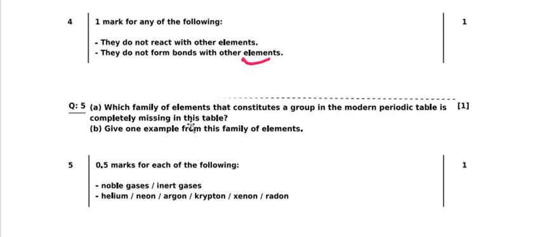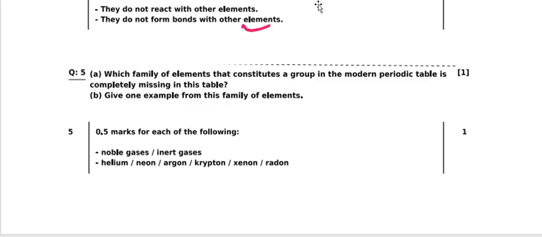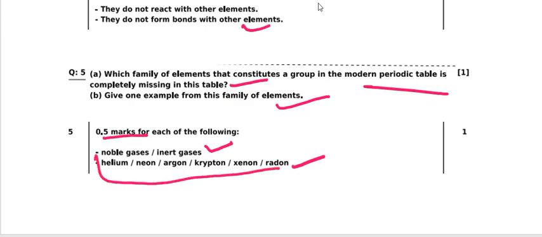The next question on your screen is question number 5. Which family of elements that constitutes a group in the modern periodic table is completely missing in this table? Give one example from this family of elements. For 1 mark, noble gases or inert gases. For the second, helium, neon, argon, krypton, xenon, radon. These are given as examples of this family of elements, right?